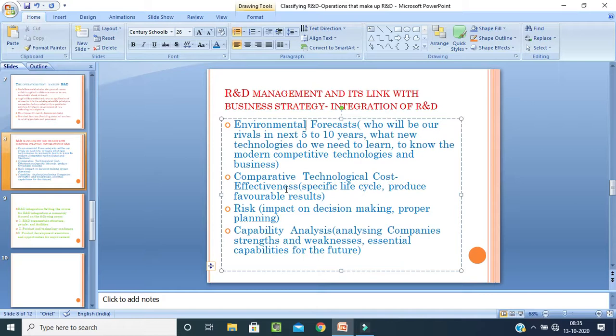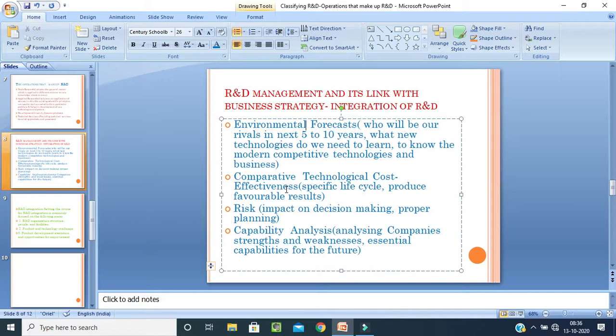And coming to the third one, risk. First, I'll give you one small example for comparative technological cost effectiveness. Nowadays, many car makers are doing more research in electric power technology. Till now, our cars run on petrol or diesel, and very few electric cars are in the market. Everyone is focusing on the fact that in future we may or may not have the supply of petrol, diesel or lubricants. So they want to run cars with solar energy and electricity. This is comparative technological and cost effectiveness. It should save our savings.